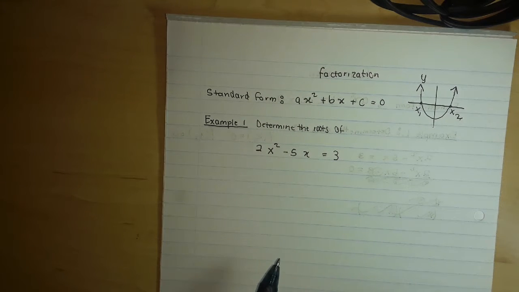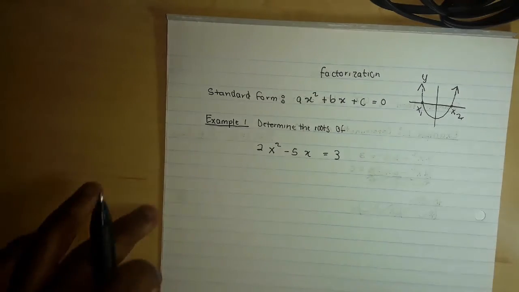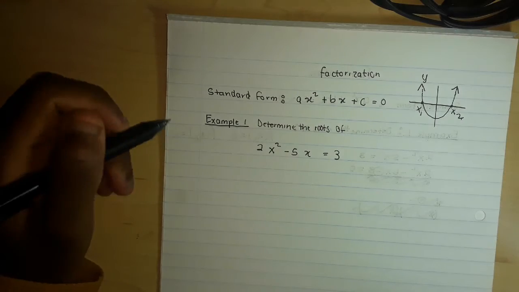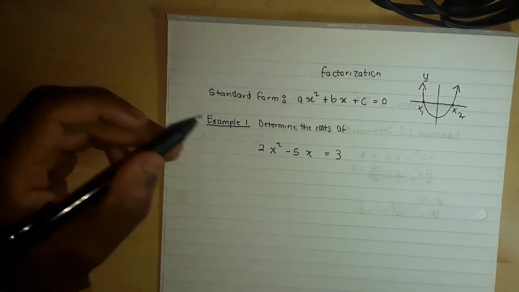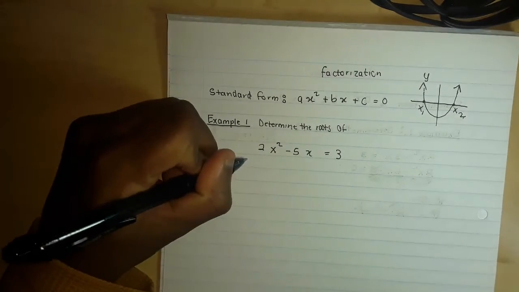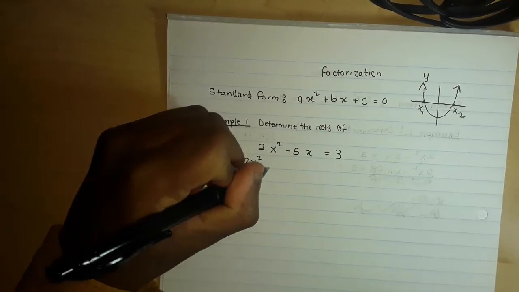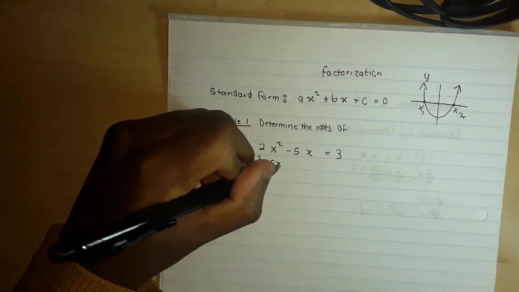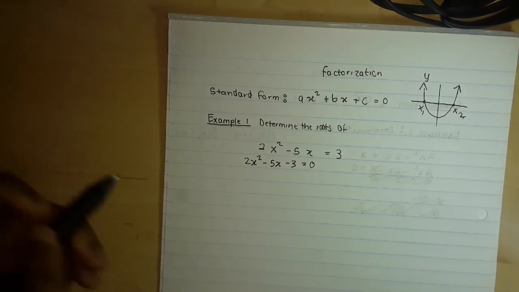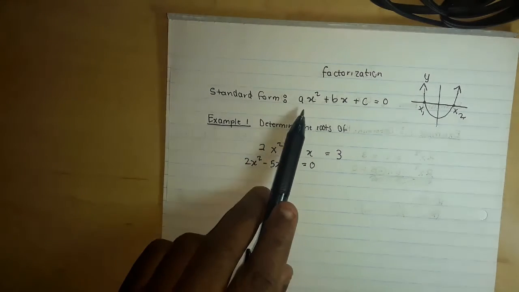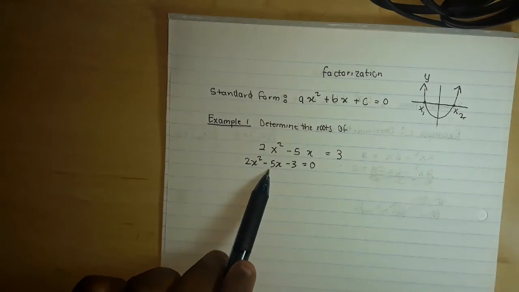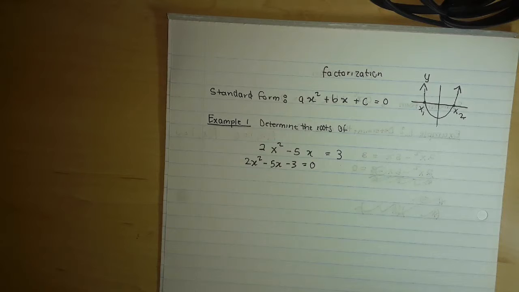Whenever given a quadratic equation, the very first thing you want to achieve is to write it in the following form. So what we will do is put the 3 on the other side. So it's 2x squared minus 5x minus 3 equals 0. Now this is written in standard form because we have a, which is 2, b, which is minus 5, and c, which is minus 3.